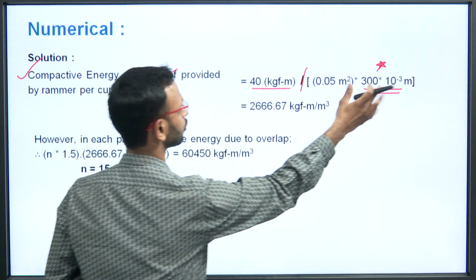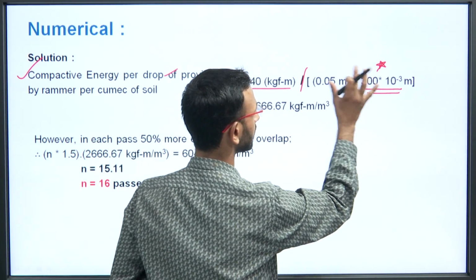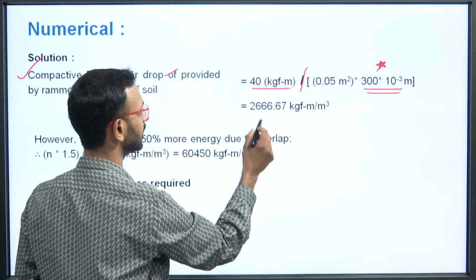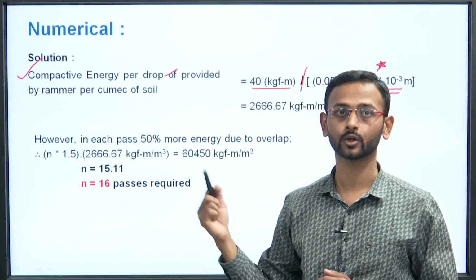So this is the area, and this is the total volume that is being imparted the compactive effort. So this comes out to be 2666.67 kilogram force meter per meter cube.